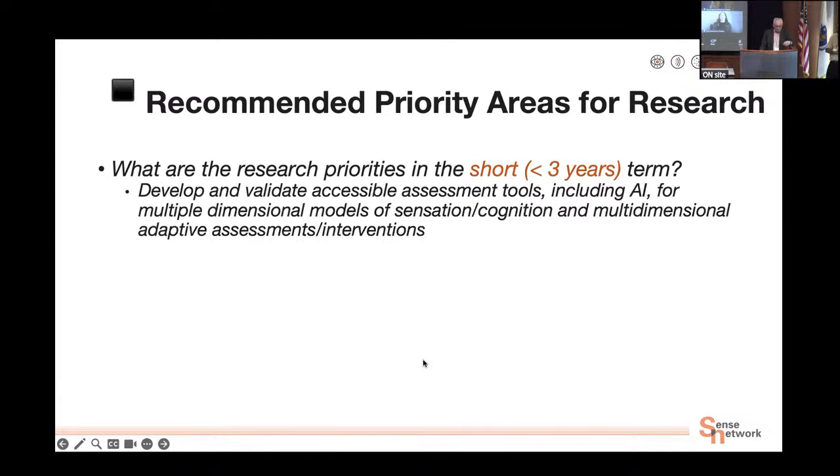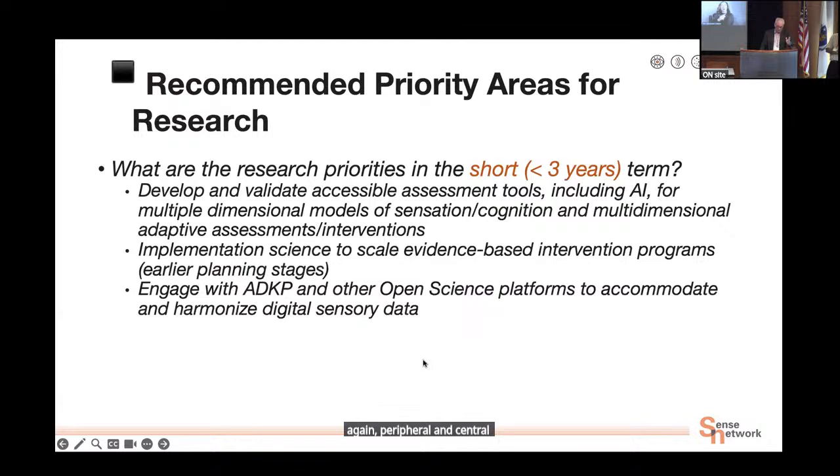And so we want to develop accessible tools that integrate multiple dimensions of sensory signal and address, again, peripheral and central causes, and then be able to deconvolute that. Then use implementation science to envision how these technologies are used and how they get used in greater detail. And then finally, engage with the AD Knowledge Portal and other open science platforms so we can collect all the data that we generate and harmonize it in order to feed it into foundational models, so that we can then incorporate sensory changes into these broader foundational models that are being built now in different neurodegenerative diseases.